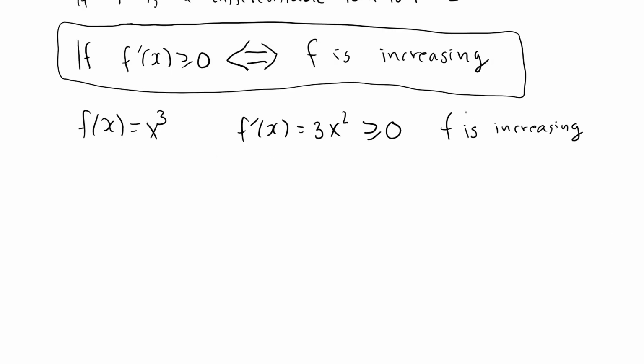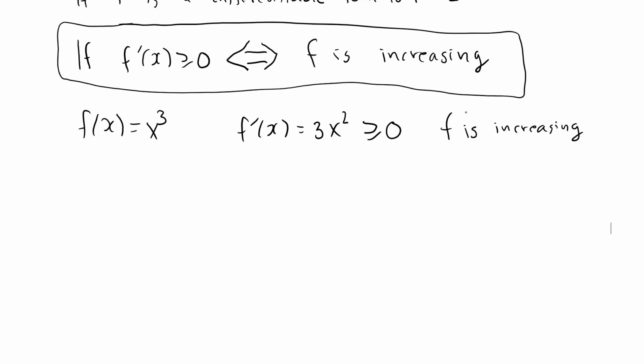We are not going to prove this result, but just spend some time thinking about this yourself. If the derivative is greater than or equal to 0 everywhere, it means that every tangent will slope upwards or it will be horizontal. If this is the case, then the function must be increasing.